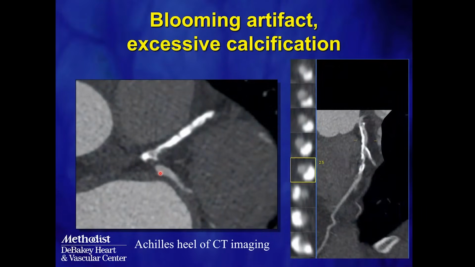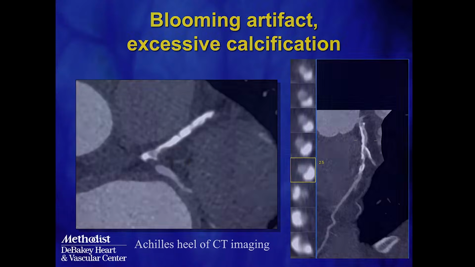Blooming artifact can also occur in the setting of severe calcification of coronary arteries, and this is really kind of the Achilles heel of cardiac CT imaging, because we do know that these calcified densities, through the concept of partial volume averaging, will affect and overestimate the stenosis severity.